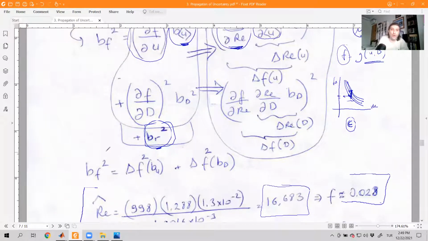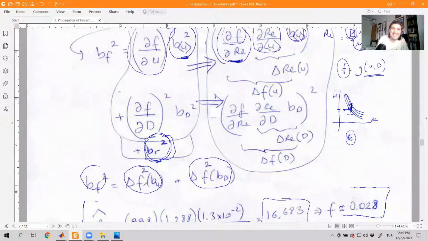Therefore, the whole fanning friction factor bias, without taking the resolution into consideration for the time being because it has nothing to do with these computations, is going to be the addition of those two. It's not fanning friction factor, I'm sorry, this is the delta fanning friction factor squared due to the uncertainty in U, and delta fanning friction factor squared due to the uncertainty in D.